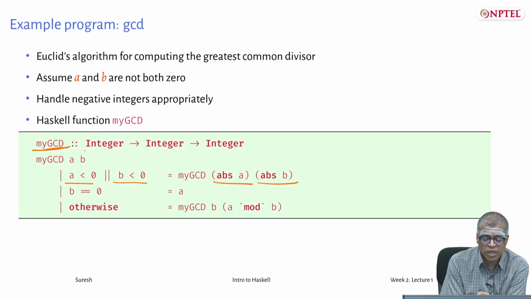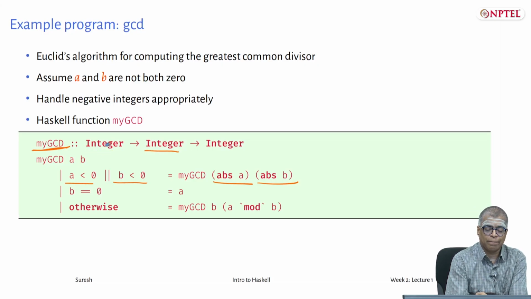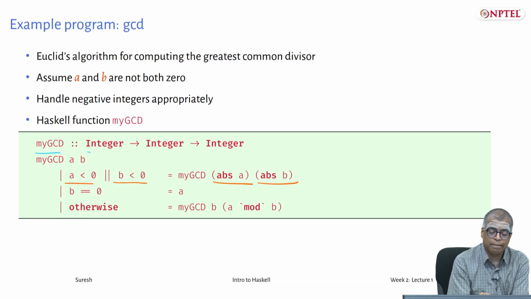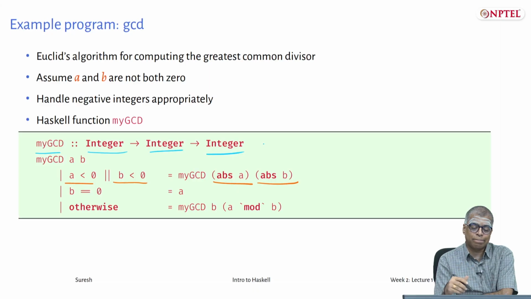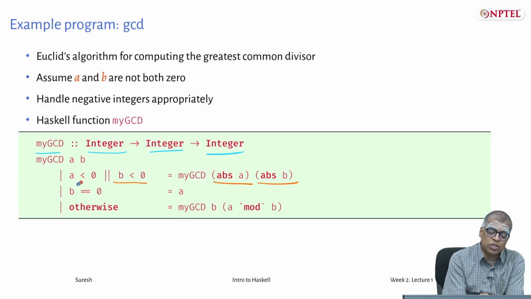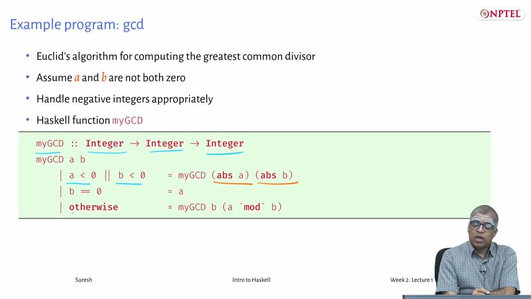And we are just saying that the two inputs are of type integer, the output is also of type integer. Okay, good. So, if either A is less than 0 or B is less than 0, then you will call the GCD function on the absolute value of A and B. If B is 0, then you will return A. Otherwise, you say myGCD on B and A mod B, right.